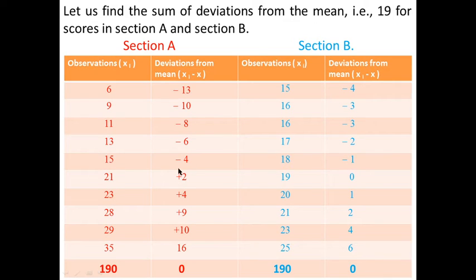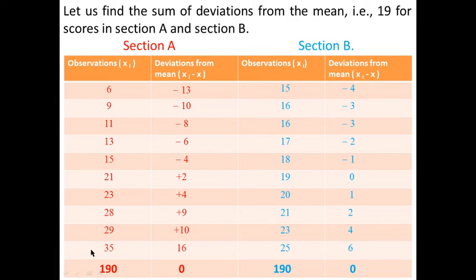15 minus 19, minus 4. 21 minus 19, plus 2. 23 minus 19, plus 4. 28 minus 19, plus 9. 29 minus 19, plus 10. And 35 minus 19, plus 16. These are the observations of section A. Its total is 190 and the mean is the sum of all observations divided by the number of observations. Number of observations is 10. 190 divided by 10 is equal to 19.